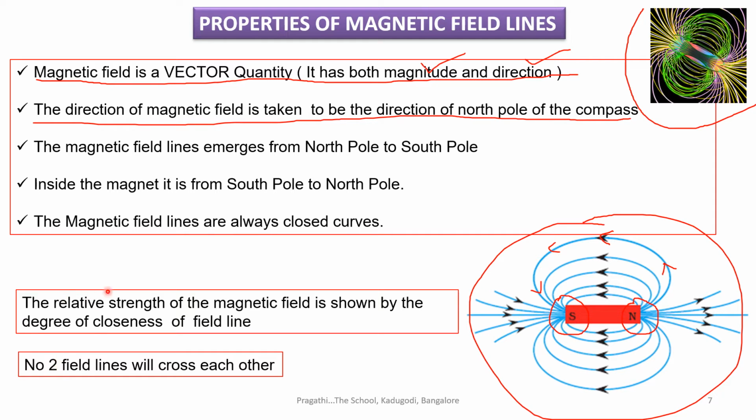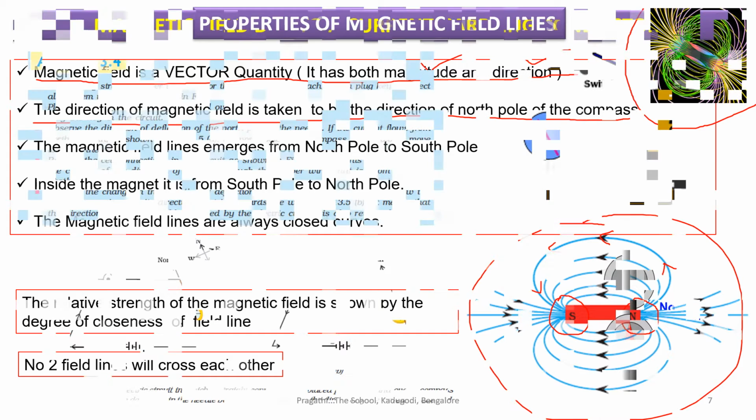That is the meaning of it. Second one, no two field lines will cross each other. You're seeing here everything is parallel, right? Nothing is touching each other. Once it comes out from the poles, it never touches each other. That is the meaning. It never crosses each other. So these are the properties of the magnetic field lines.